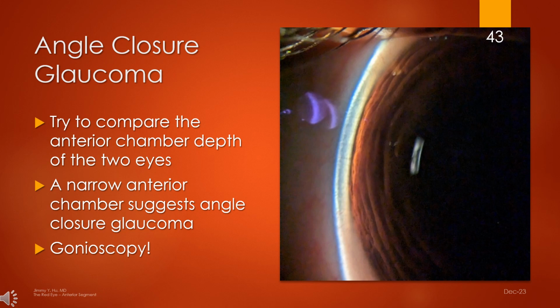It's really helpful to try and compare the anterior chamber depth of the two eyes. A narrow anterior chamber really suggests that it could be angle closure glaucoma. When in doubt, you can always do gonioscopy to suss it out. During an acute episode, they will have high intraocular pressure, but in some cases it can be intermittent angle closure, so bear that in mind. They can have normal eye pressures, but they could just be prone to having attacks of acute angle closure. These symptoms can often mimic a migraine headache.